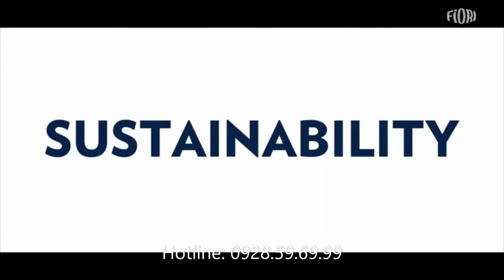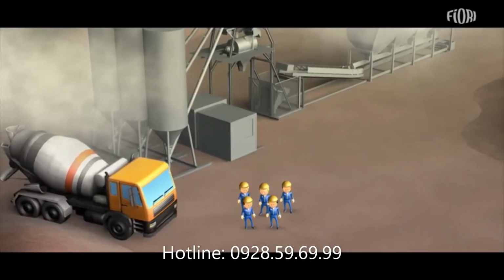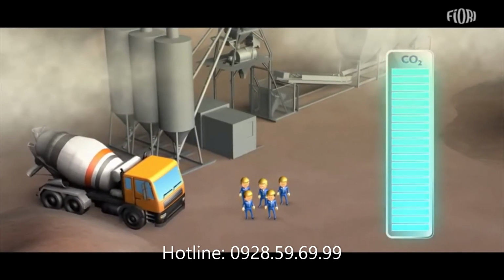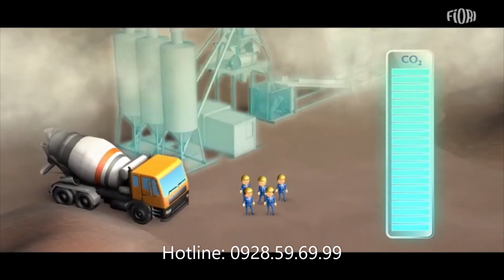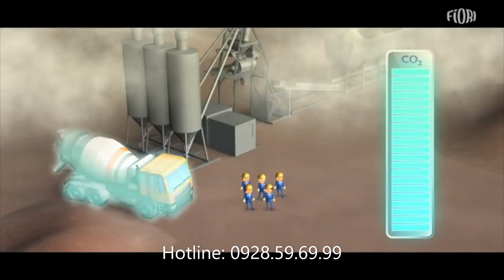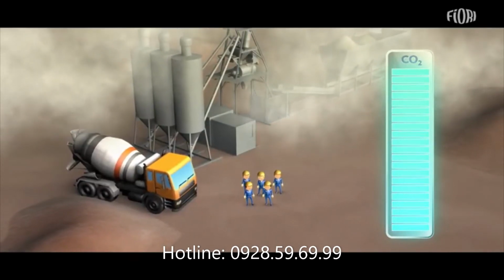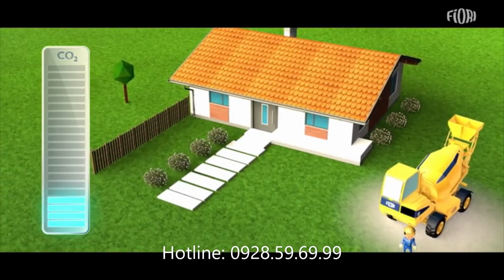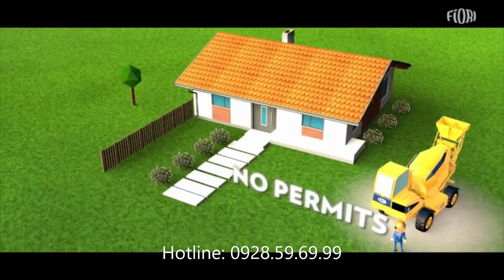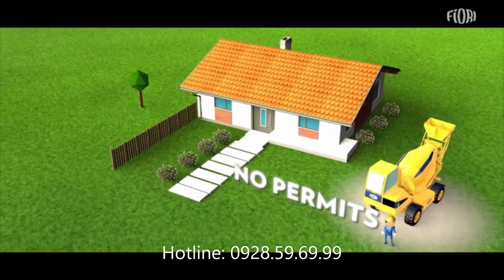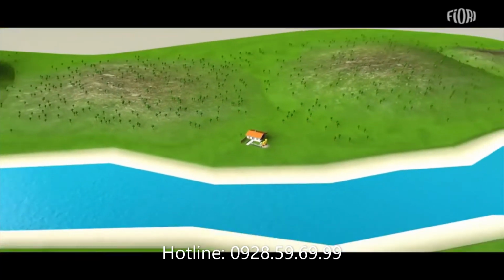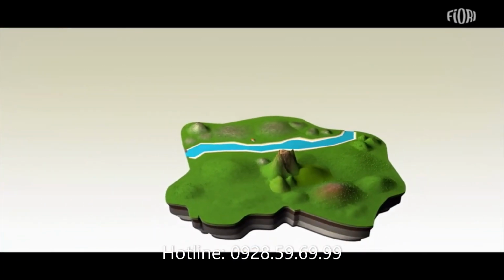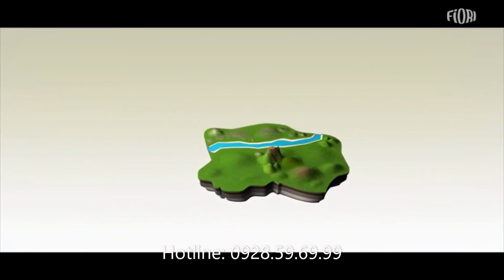Sustainability. Concrete batching plants give off large amounts of carbon dioxide because of their production methods and also because of the road transport they require. The Fiori concrete batching vehicle can be used without the need for special permits. In fact, it is the only one in the world that makes it possible for you to produce quality concrete in areas demanding low levels of environmental impact.